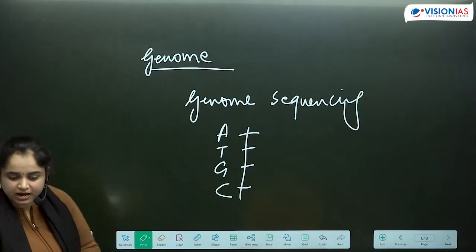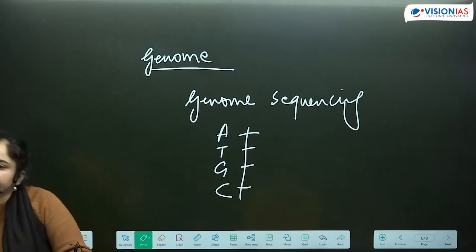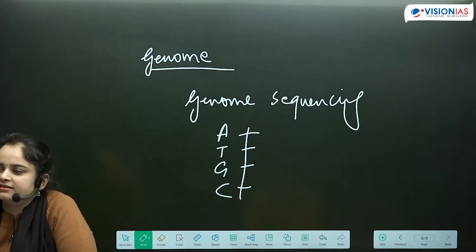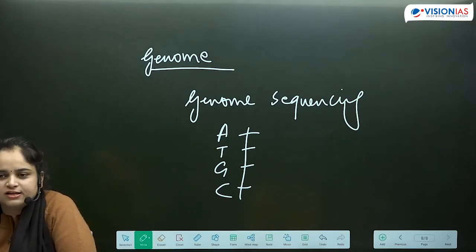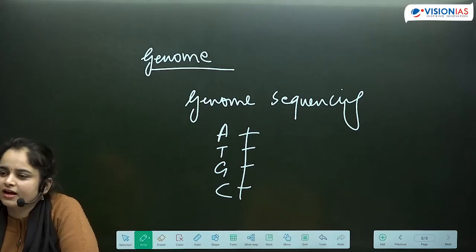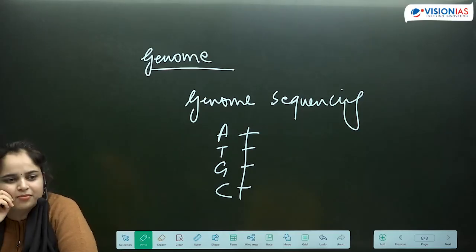And if you do that for the whole species, then it becomes like COVID-19 genome sequencing, bacterial genome sequencing, or human genome sequencing, whatever you are doing. Can you think of how this can be used?